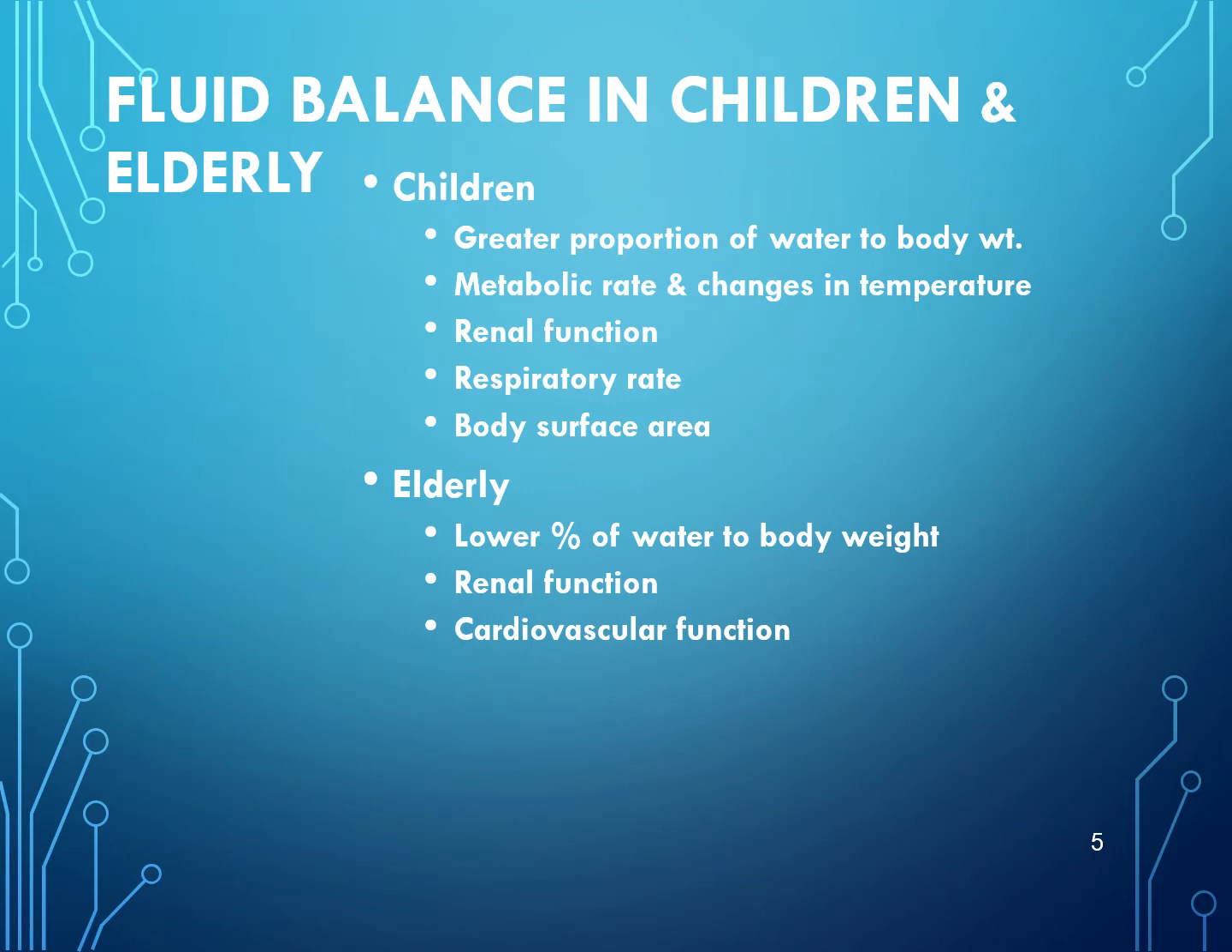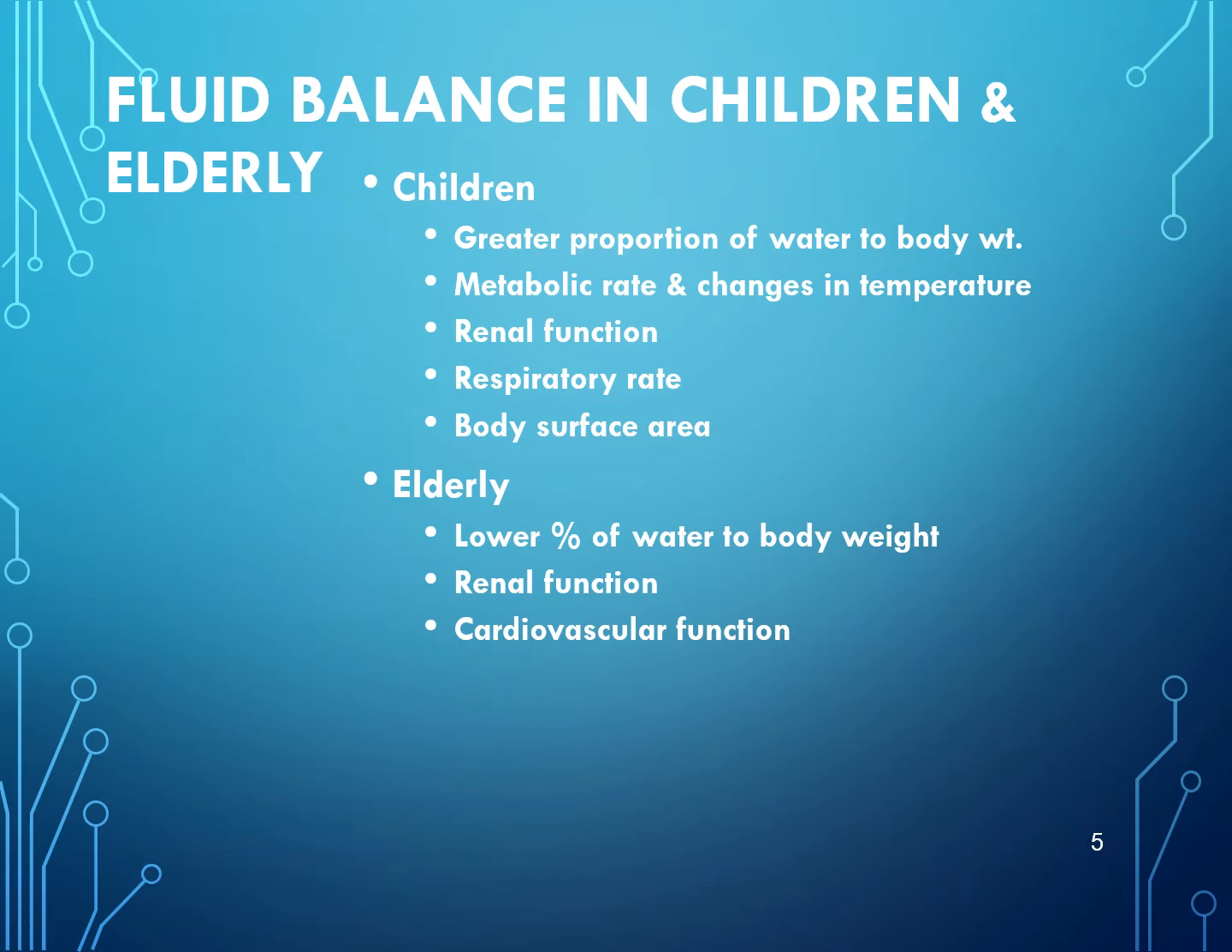Then we have renal function. So kidneys are immature and do not concentrate urine as well as adults. So they're prone to proportionally greater fluid loss in urine. Then we have their respiratory rate, and it's faster, causing increased insensible, which is unmeasurable, fluid loss. So for an infant between 0 and 6 months, their respiratory rate is going to be about 30 to 60. And 1 to 5 years, it's about 20 to 30. So that's significantly higher than what we're looking at for adults.